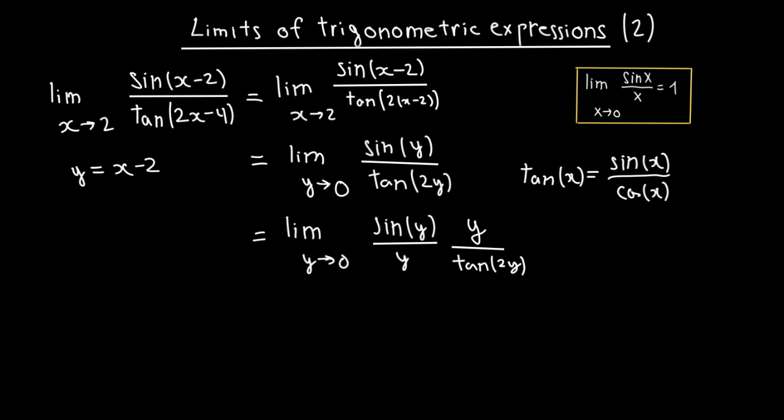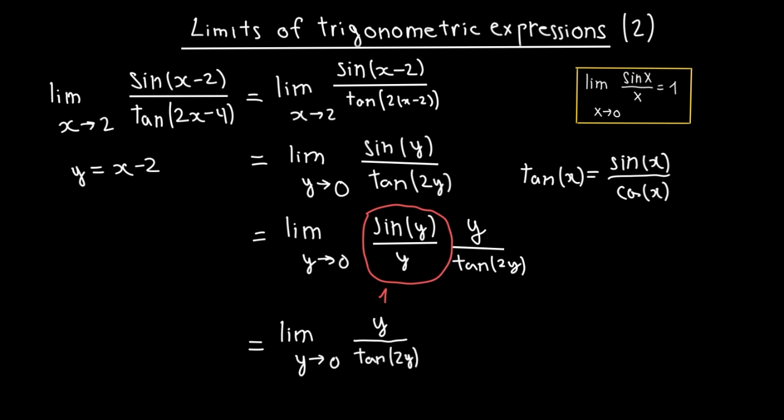But first, let's get rid of this expression over here, sine of y divided by y. As you can see, we have something of this form, because here y tends towards 0, which is exactly what we want. And we have sine of y divided by y. And so, of course, this expression tends towards 1 as y tends towards 0. So this significantly simplifies our problem here, because now we have the limit as y tends towards 0 of y divided by tangent of 2y.